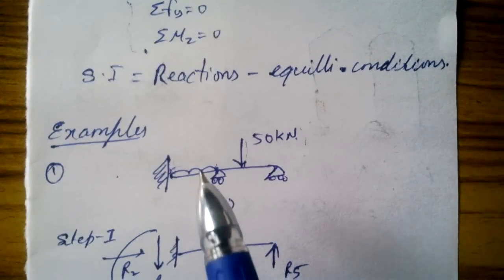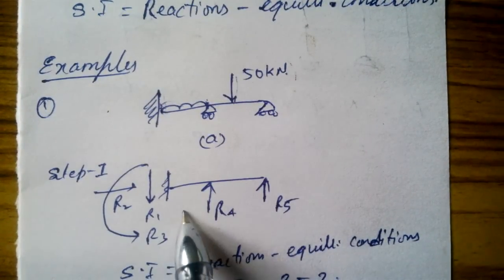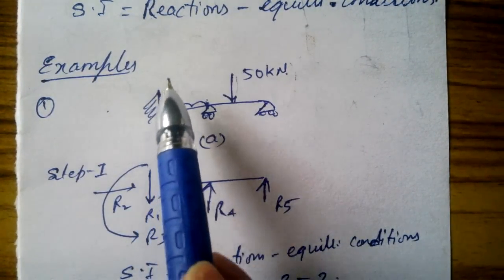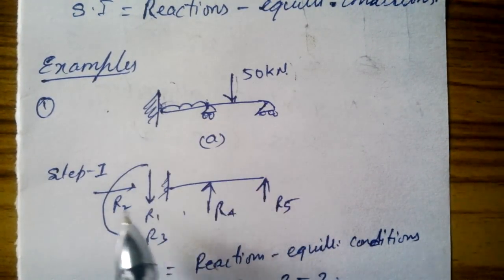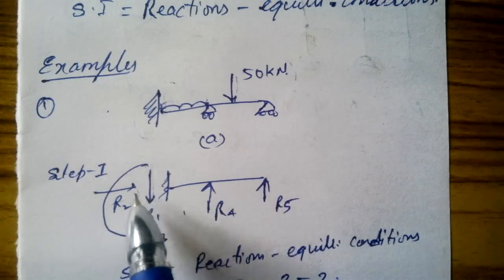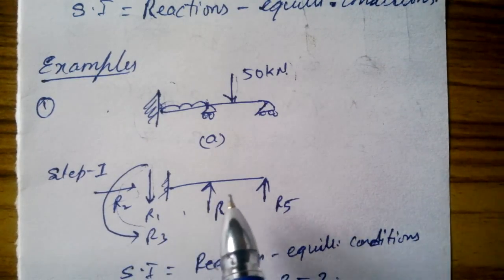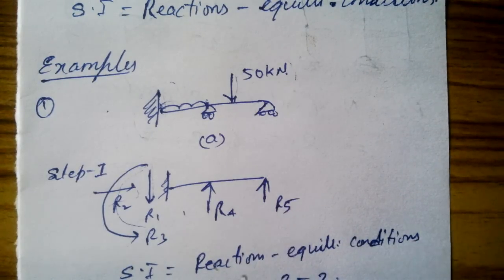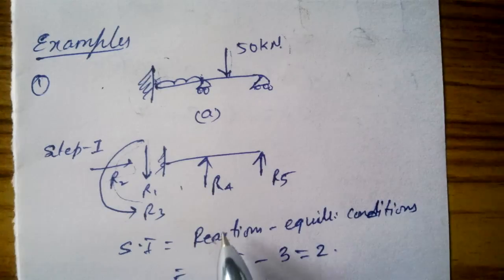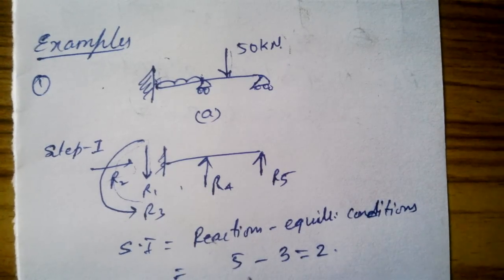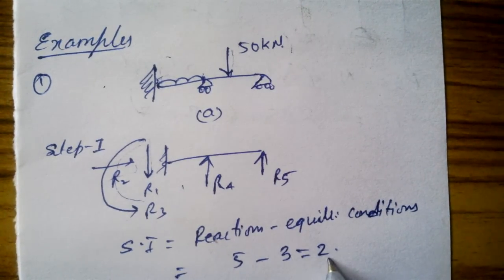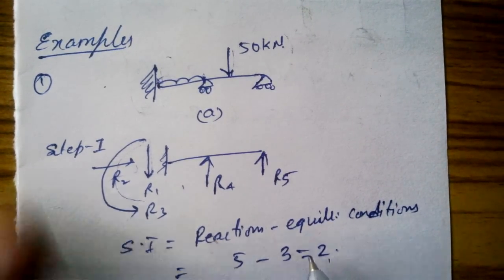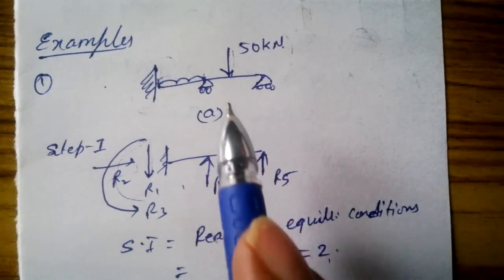The first step is to find the number of reactions. Here, the fixed support has three reactions, R1, R2 and R3, and the roller has two reactions, R4 and R5. So the static indeterminacy of this structure is reactions minus equilibrium conditions, 5 minus 3 equal to 2. This is how we find the static indeterminacy of a beam.